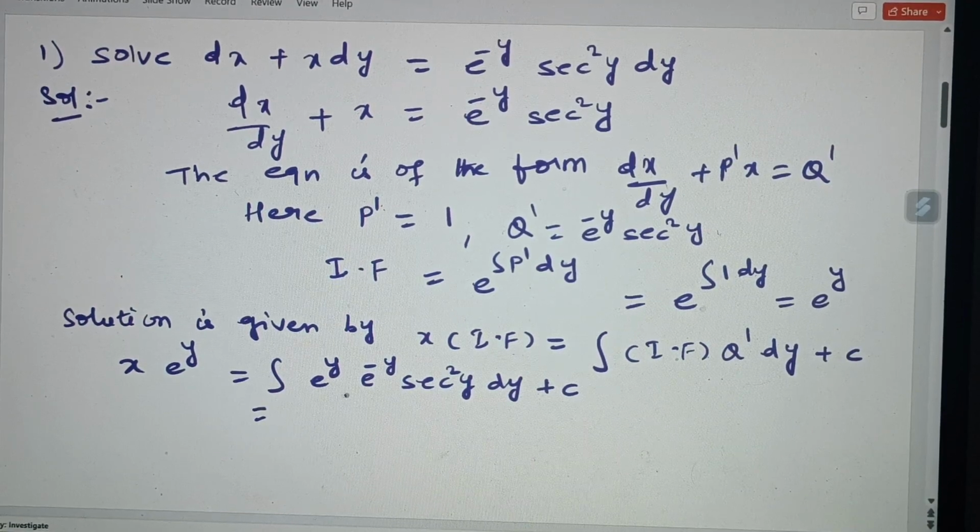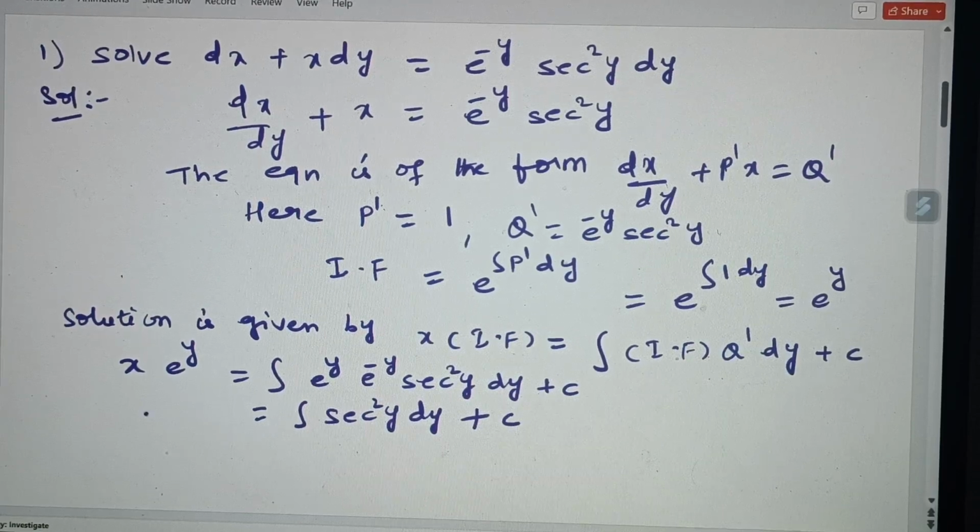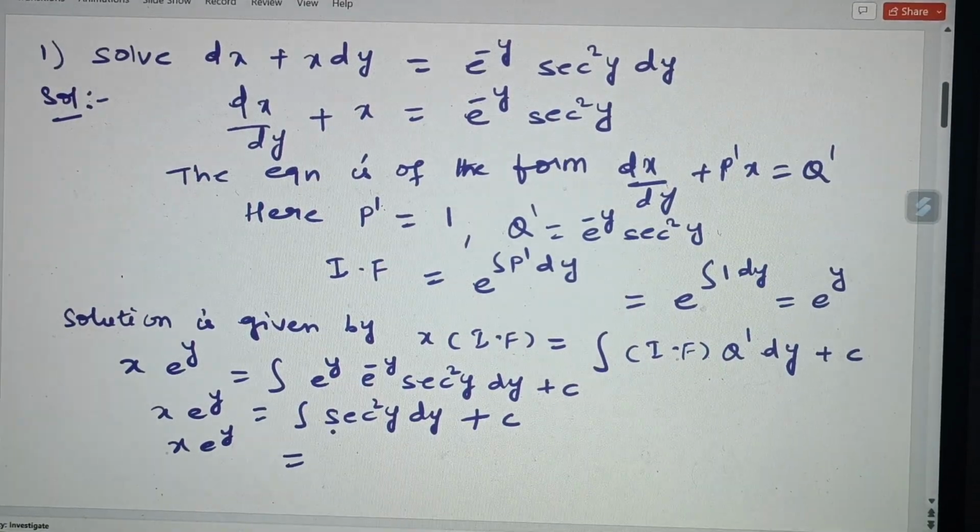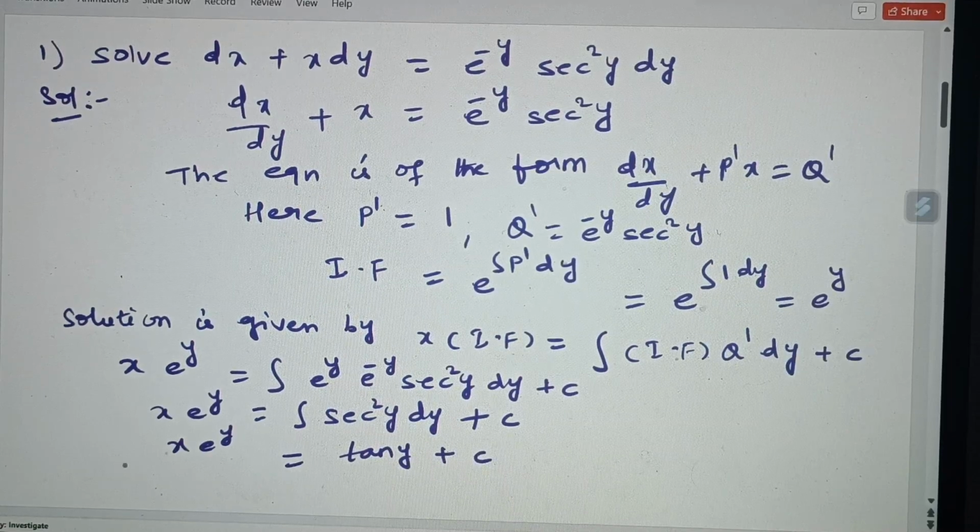Now, if you observe the right hand side, e raised to y into e raised to minus y का value क्या होता है? e raised to 0. e raised to 0 का वैल्यू क्या है? 1. इसके बाद राइट हैंड साइड आपको क्या टर्म बचा है? इंटीग्रेशन ऑफ sec square y dy plus c. LHS में x into e raised to y as it is आपको लिखना है. So next step क्या है? x into e raised to y is equal to integral of sec square y dy, which is nothing but what, students? Tan y plus c. Okay. Therefore, x into e raised to y is equal to tan y plus c is the required solution.